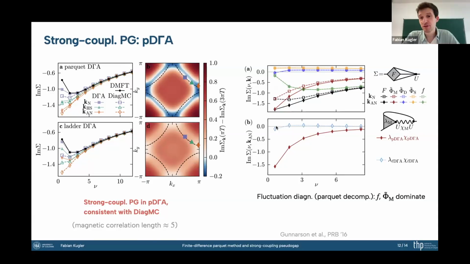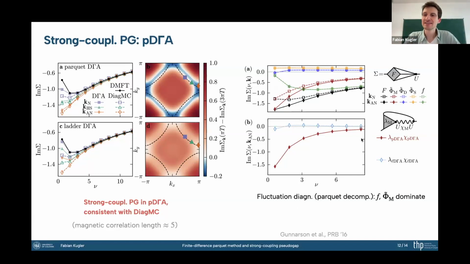But it is frequency dependent in both ladder and parquet D gamma A, and yet both solutions seem to differ qualitatively, right? So we need to understand something more. Even if they're all frequency dependent, why does one give us the pseudogap and the other does not? Right, let's look at this expression. Let's play a little game. The question here is: is chi or lambda the key player?